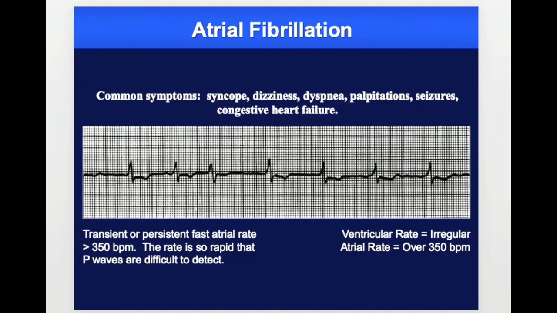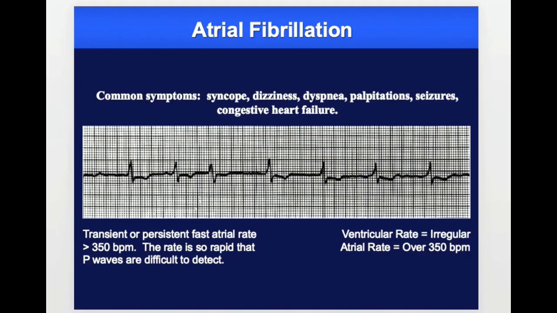Atrial fibrillation is a chaotic activity of the atrium. It is also a transient or persistent fast atrial rate greater than 350 beats per minute, with a ventricular rate that is irregularly irregular. The P wave will be very difficult to distinguish, or more or less not present almost all the time, because of this chaotic activity of the atrium. The common symptoms include syncope, dizziness, dyspnea, palpitation, seizures, and congestive heart failure.